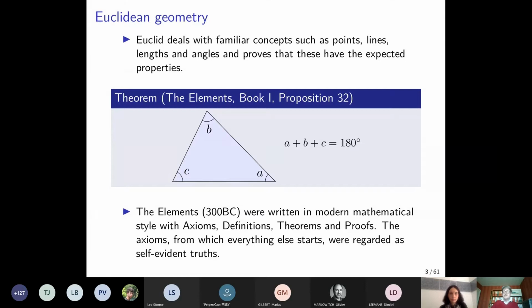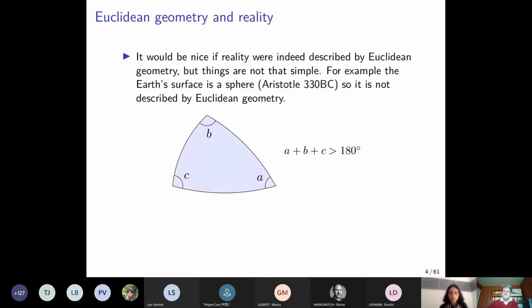It should be said that this is very different from modern mathematical thinking, in which axioms are regarded as independent of any external reality. The actual application of mathematics to science comes from matching the axioms to the concepts in the real world. It would be nice if reality were indeed described by Euclidean geometry, but things are not that simple.